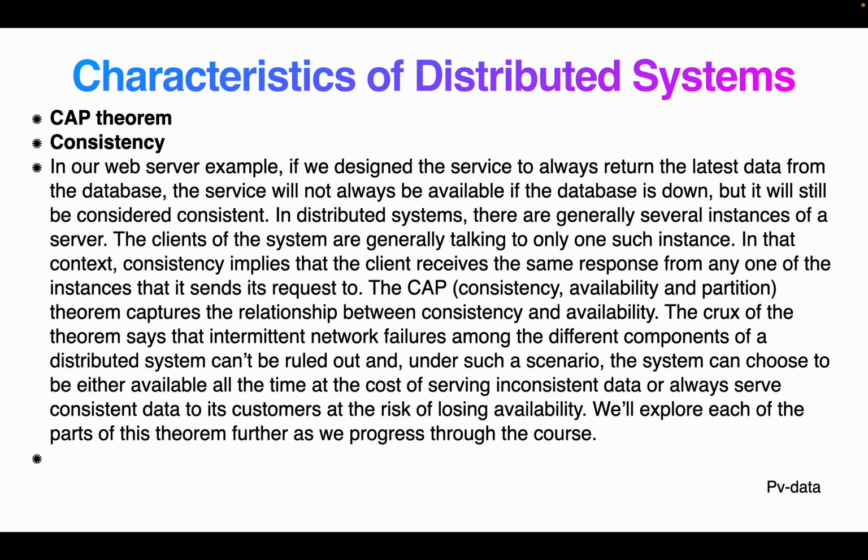In a distributed system, there are generally several instances of the server, and a client of the system generally talks to only one such instance. In that context, consistency implies that the client receives the same response from any one of the instances that the request is sent to. CAP: consistency, availability, and partition tolerance. The theorem captures the relationship between consistency and availability. The crux of this theorem is that network failure among the different components of a distributed system can't be ruled out, and under such a scenario the system can choose to be either available all the time but possibly serving inconsistent data, or always serve consistent data to the customer at the risk of losing availability. So there should always be consistent data.